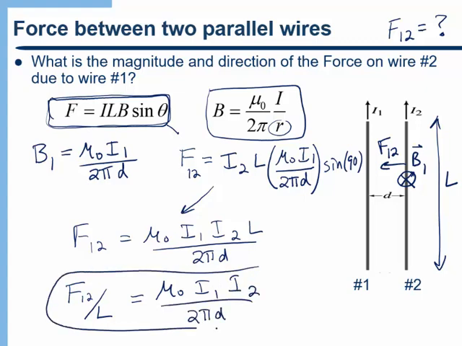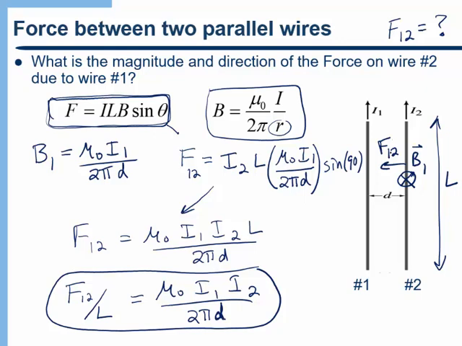What I want you to notice is that is effectively the equivalent of Coulomb's law in magnetism. Notice instead of the charges, we have the currents. Instead of our constant k, we've got mu naught. And then we've got the distance between the wires as opposed to the distance between the charges.